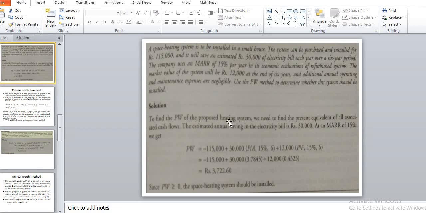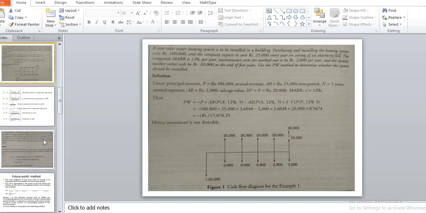To find the present worth of the proposed heating system, we consider the electrical saving of 30,000, which is given. The minimum attractive rate of return of 15% is given, with the initial investment of 1,15,000. So we put all the values here, similar to the previous example that we discussed.